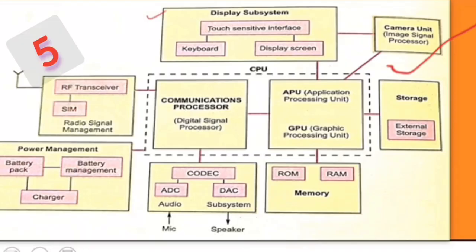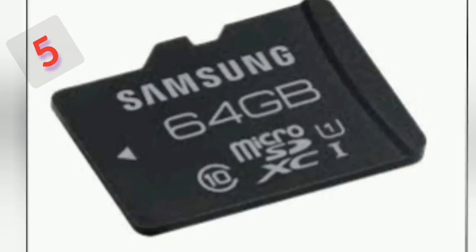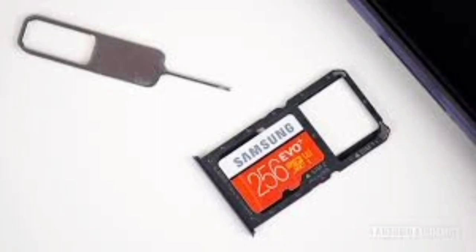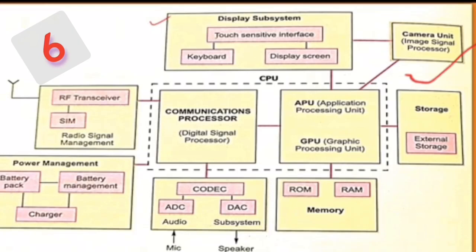Next one, storage. We can have external storage or expandable storage in the form of SD cards or micro SD cards. It can be removed easily by the users and the users can store pictures, music, videos, whatever it may be. Last one, power management subsystem, that is the battery. It works on limited power because it is attached to the battery unit.